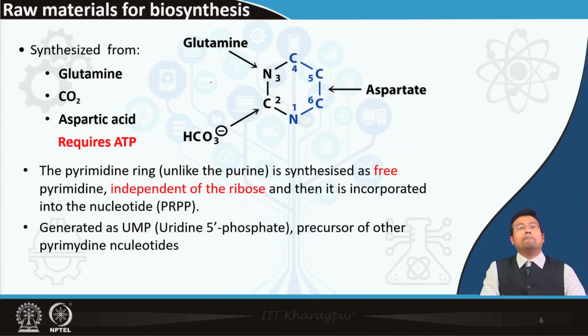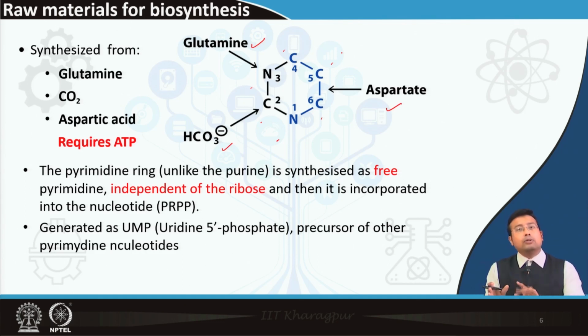So, in case of pyrimidine biosynthesis, what are the components, who are the donors to form the ring, right? Very important MCQ question. Glutamine, carbon dioxide in the form of bicarbonate, and aspartic acid or aspartate. Okay, so, these are the three components who actually donate the atoms that form a pyrimidine ring.